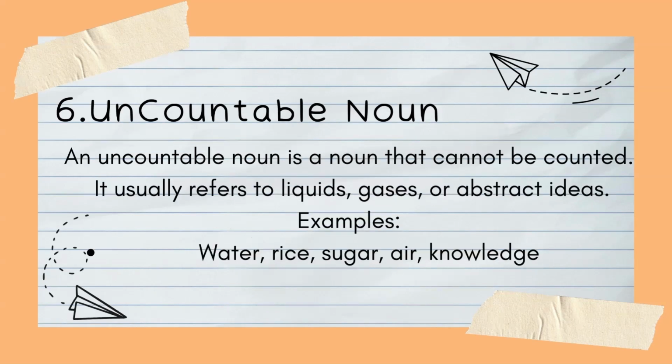6. Uncountable noun. An uncountable noun is a noun that cannot be counted. It usually refers to liquids, gases, or abstract ideas. Examples: water, rice, sugar, air, knowledge.